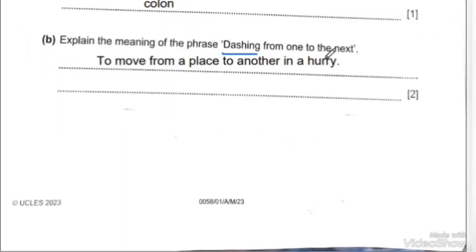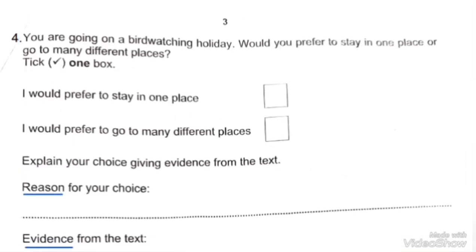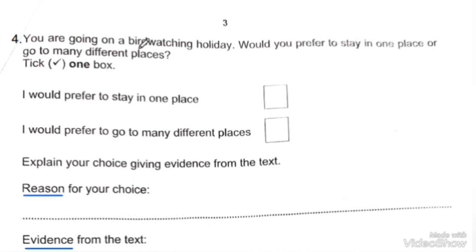So I wrote the answer: dashing from one to the next, to move from a place to another in a hurry. Question 4. You are going on a bird watching holiday. Would you prefer to stay in one place or to go to many different places? In this question, you are free to choose whatever you want because it depends on you. So you can say I prefer to stay in one place or I prefer to go to many different places, and both of them will be correct. You just need to tell me the reason why you choose your choice and the evidence from the text.